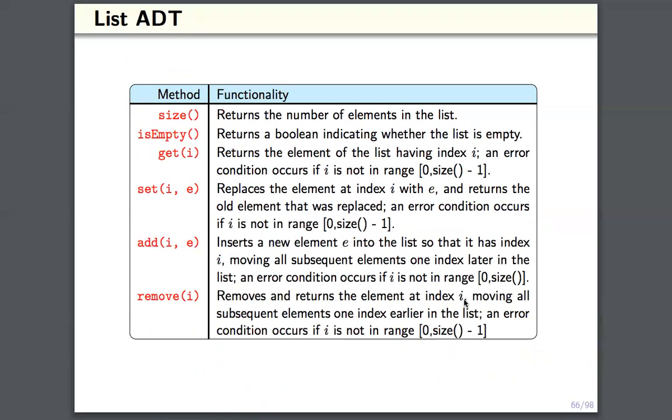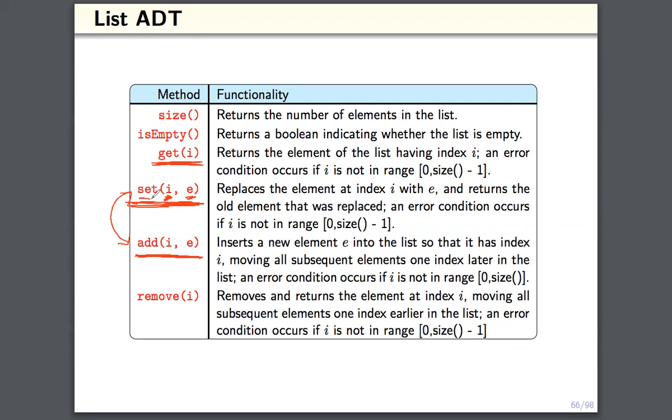So, the list ADT. These are the methods: size, is empty, get of I. I give you the index I, you give me the element at index I. Set of I comma E: I give you the index as well as the element, you set the value at index I with element E. Okay, so similarly, add of I comma E. What's the difference between set and add?